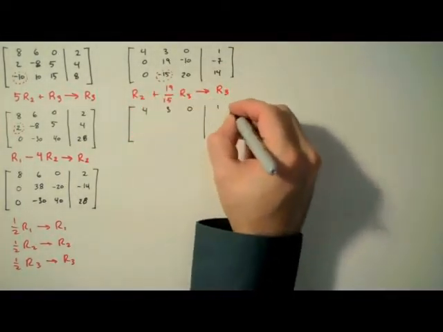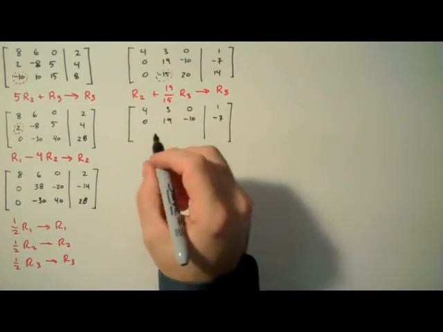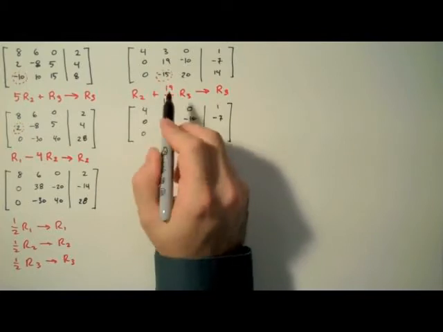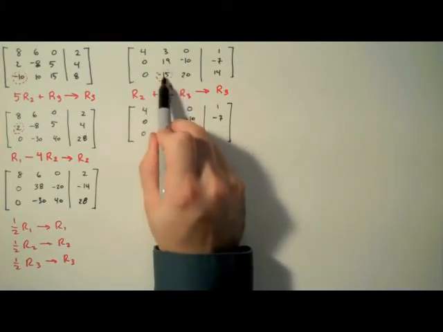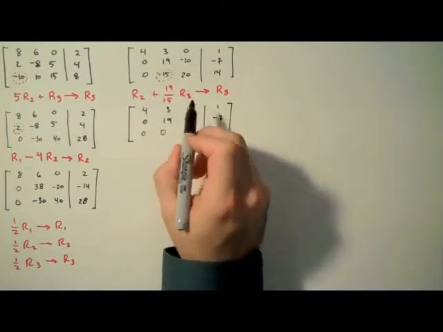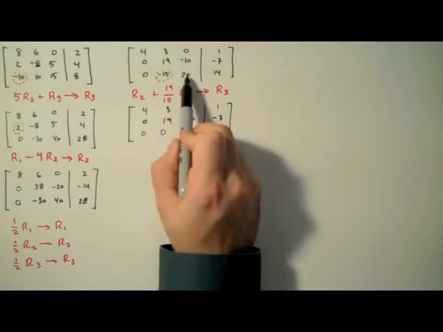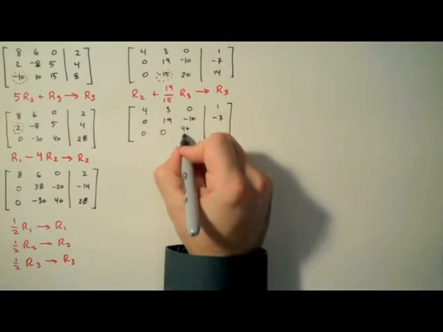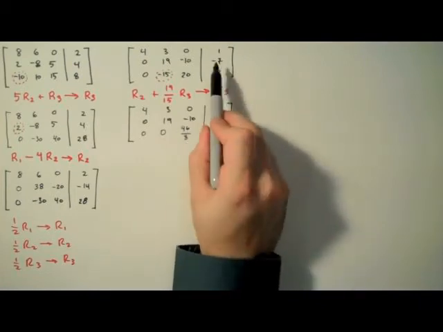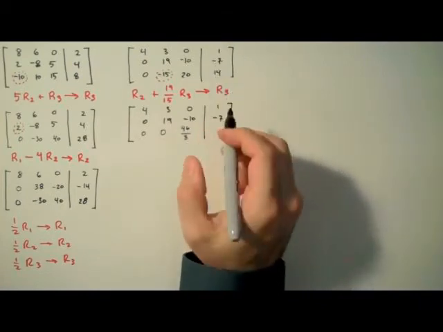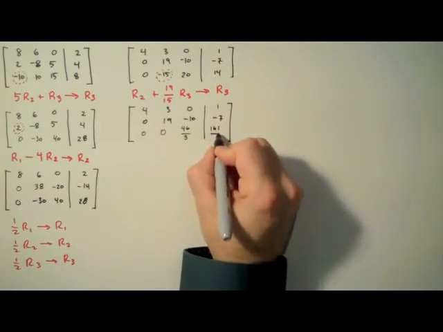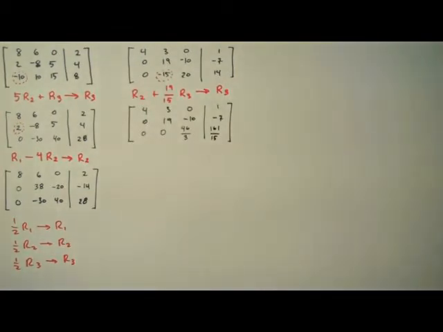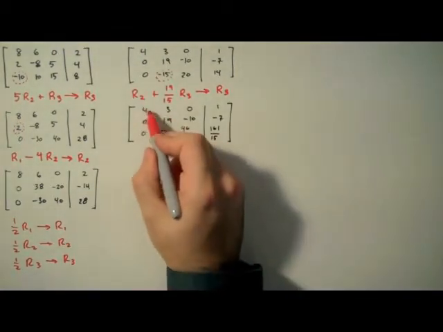So the entries in the first two rows stay the same. Then we have 0 plus 19/15 times 0, which gives us 0. Couldn't have done that with row 1. 19 plus 19/15 times negative 15 gives us 0. Negative 10 plus 19/15 times 20 gives us 46/3. Kind of funky. Negative 7 plus 19/15 times 14 gives us 161/15. That's pretty funky.